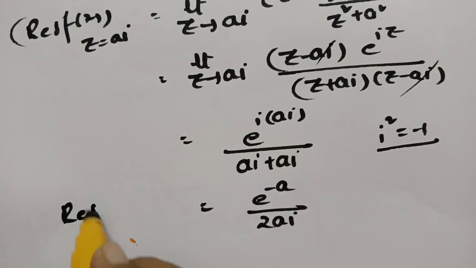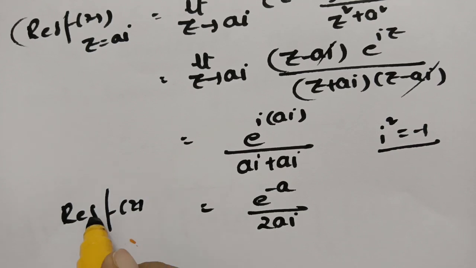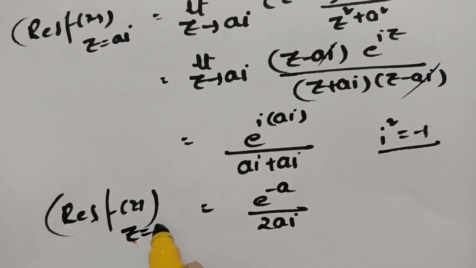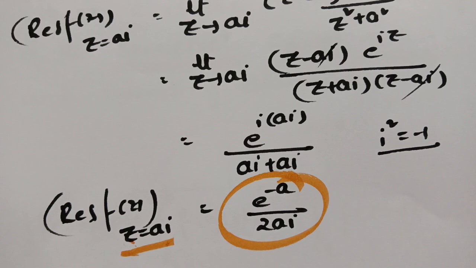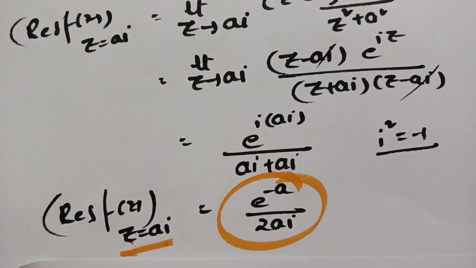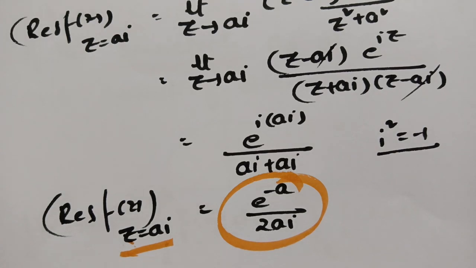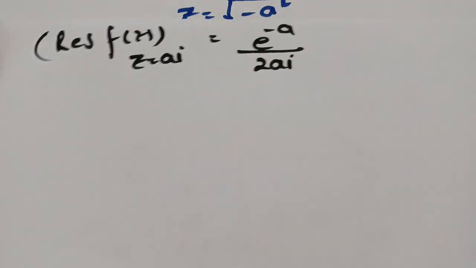So this is nothing but the residue of f of z for the interior pole z is equal to ai. So this is our residue value. After finding the residue value, we have to apply the residue theorem. The residue of f of z for the interior pole z is equal to ai is nothing but e power minus a by 2ai. Now I am going to apply the residue theorem.